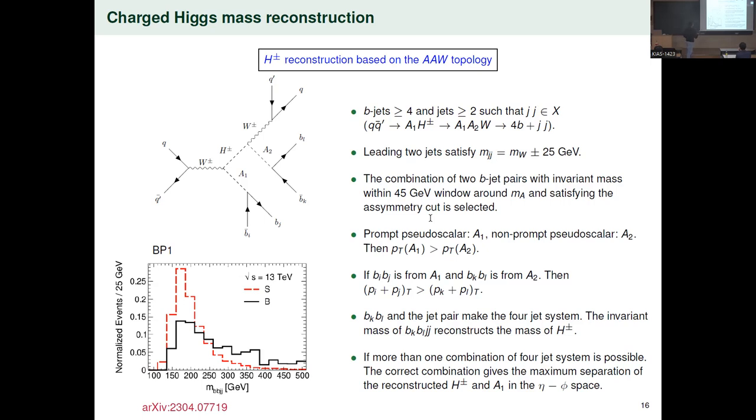This is the normalized distribution for the signal applying this algorithm. The red one is for the signal and the black one is for the background. The signal consists of all the electroweak processes. But since the algorithm is based mainly on the AAW mode, the contribution to the signal will be dominantly from the AAW mode. That's why we have a peak exactly at the charged Higgs mass. And for the background, we include the multijet and the t-tbar jets background. So any questions?